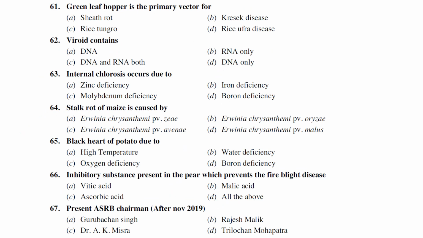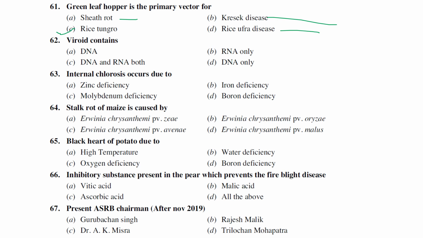Green leafhopper is the primary vector for which of these: sheath rot, crescent disease, rice tungro, Rhizophyra disease. Rhizophyra is a nematode. Crescent disease means bacterial leaf blight. Sheath rot means that is Sarocladium oryzae. So all are fungal, bacterial or nematode diseases. Here rice tungro is the viral disease. That rice tungro is generally transmitted by green leafhopper, Nephotettix virescens, or Nephotettix nigropictus, and various kinds of species are there. Generally Nephotettix virescens is the most recognized one.